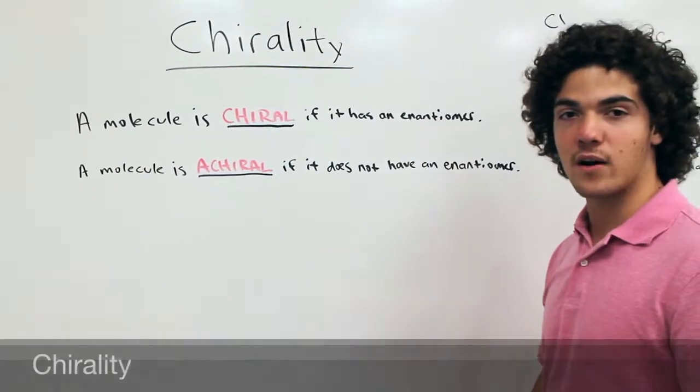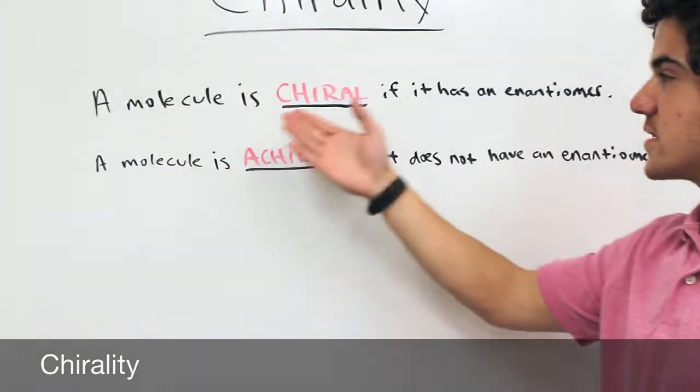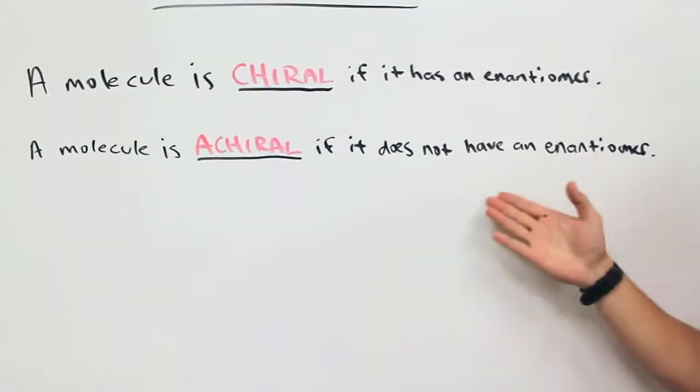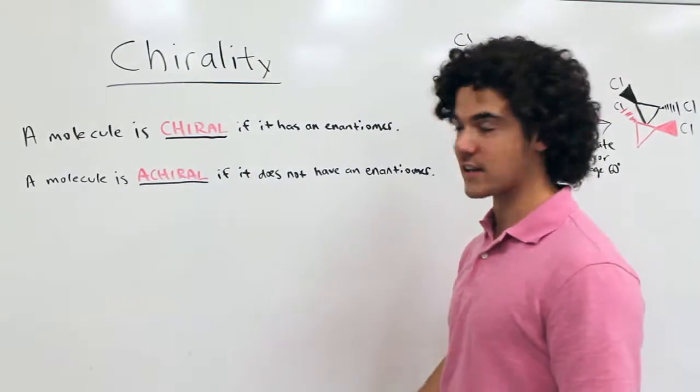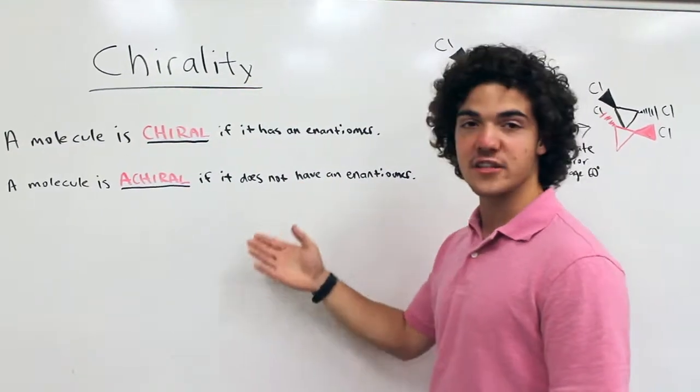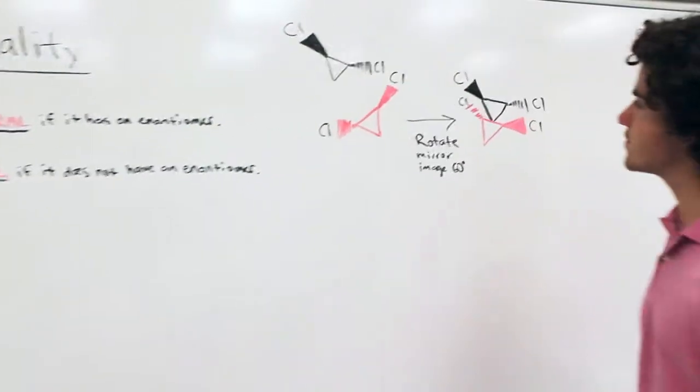In this section, we're talking about chirality. A molecule is chiral if it has an enantiomer. A molecule is achiral if it does not have an enantiomer. And like in the last section, an enantiomer is a molecule in which the mirror image is non-superimposable.